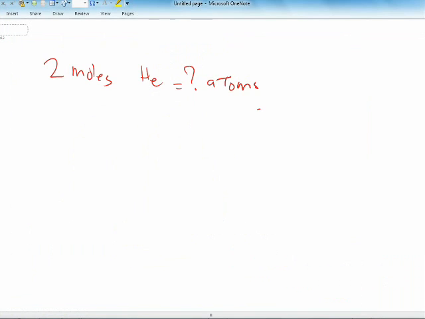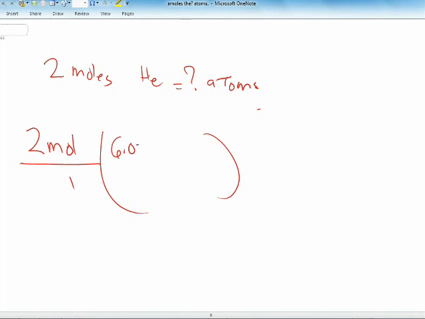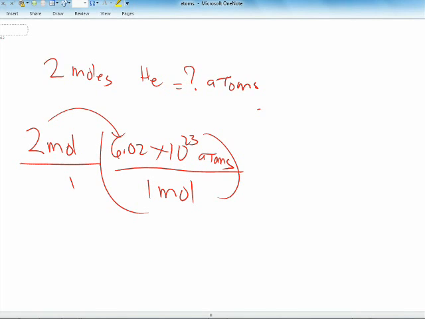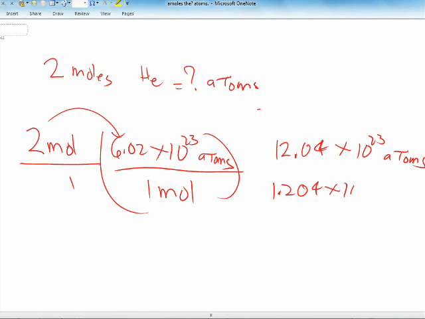We just multiply 2 moles over 1, multiplied by 6.02 times 10 to the 23rd atoms over 1 mole. And again, you could probably do this in your head. So 2 times 6.02, that's 12.04 times 10 to the 23rd atoms, or 1.204 times 10 to the 24th atoms.